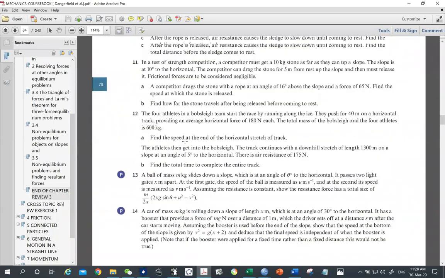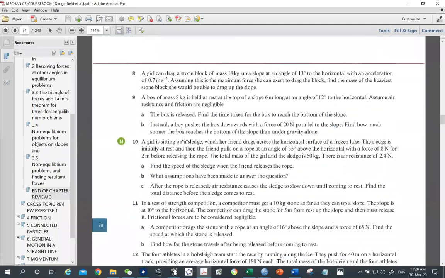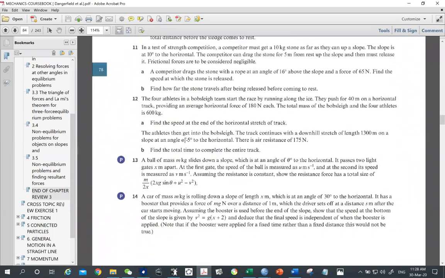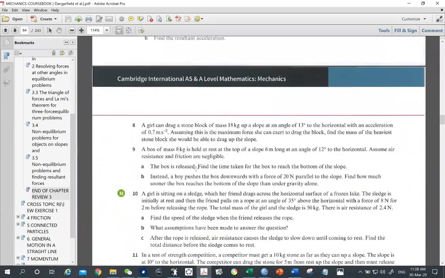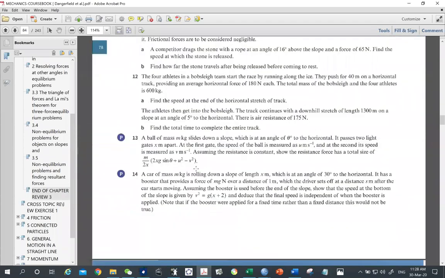I would like to look at one problem that you guys did not solve because I skipped these problems, question 8 to question 14.